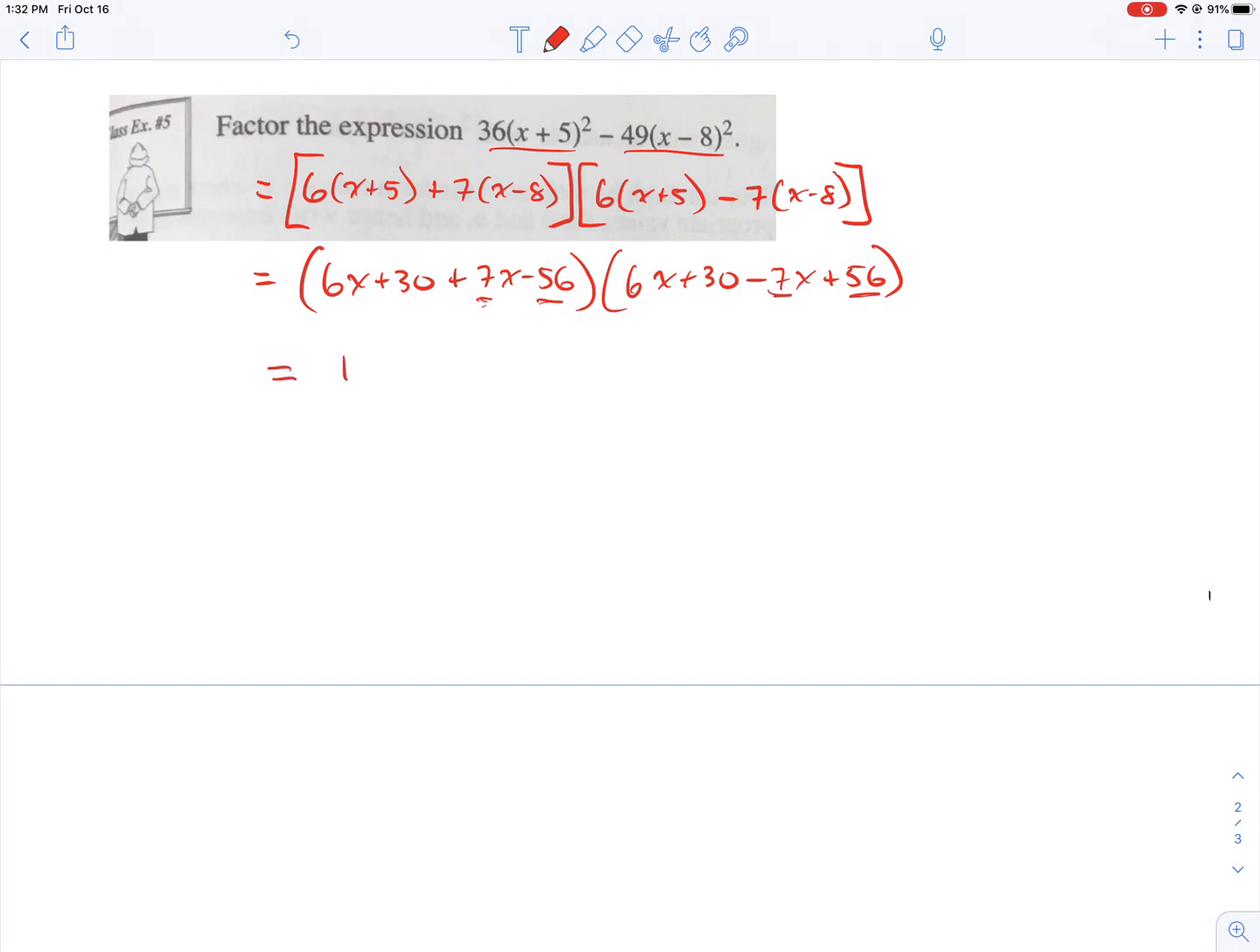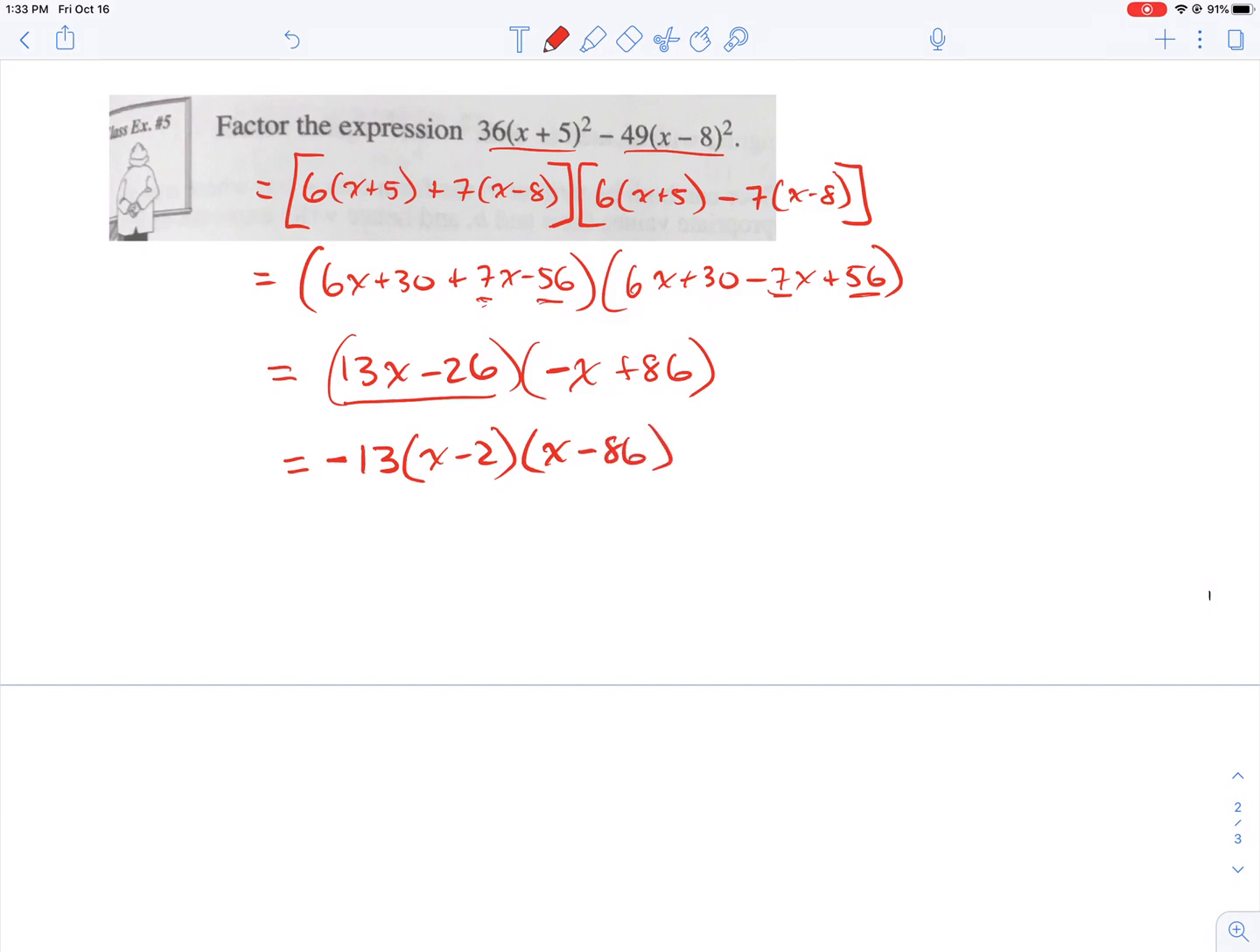Now let's add our like terms. We have 13x minus 26. And we have negative x plus 86. Now, can we clean this up? Well, yeah. If we look at this, we have a common factor, 13, x minus 2. And over here, I'm going to pull out the negative. I'm going to take that negative right here, and I'm going to put it out in front. So I have x minus 86. I factored out the negative 1. And this is probably your better set of factors.